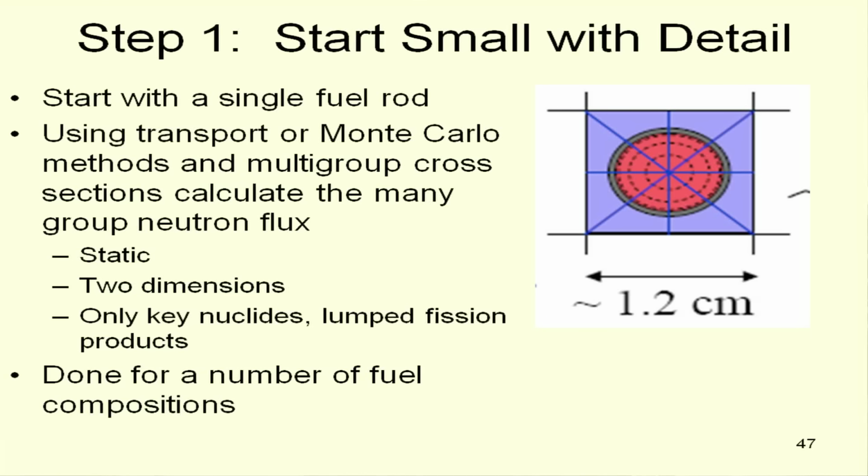You know, how do you eat an elephant? One bite at a time. You start with a single fuel rod, indicated up here, which is in a little cell, and it's a little round rod, and there's some cladding on the outside and some fuel material in there, and then there's water, and you use numerical methods, either so-called transport methods or Monte Carlo methods, along with the multi-group cross sections for the various radionuclides, to calculate what's called a many-group neutron flux.